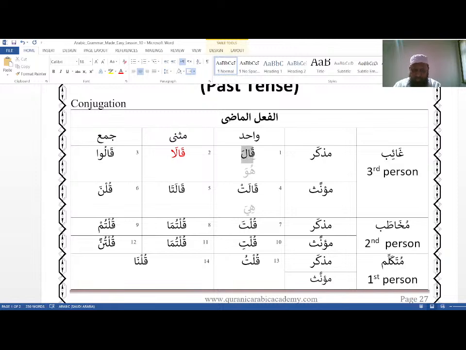If we take kana, maybe I just have to change those first few letters. Kana, kanu, kanat, kanata.